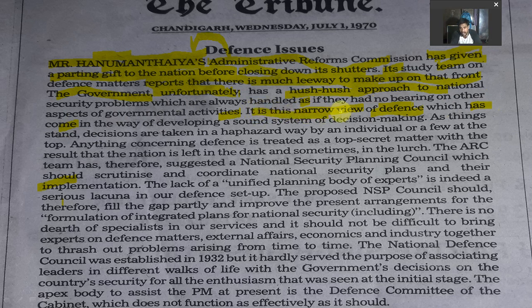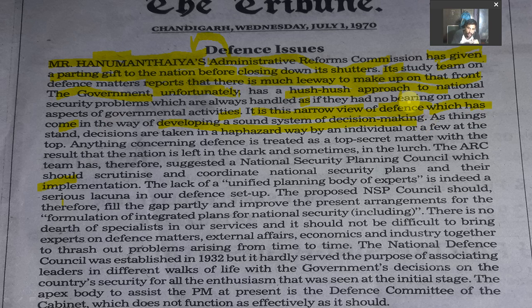It is this narrow view of defense, okay, which has come in the way of developing a sound system of decision making. Now here you see that which is getting used, and before which it is defense written. And this which has come in the way of developing a sound system of decision making is actually said about the defense. Okay, it is this narrow view of defense which has come in the way, so it is told about the defense. So defense is a noun.